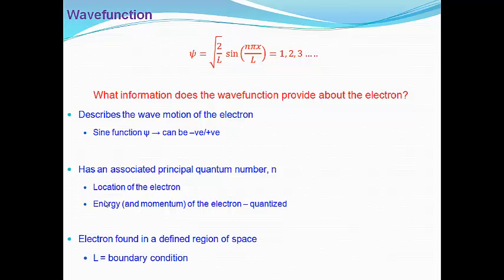Remember that equation that we met with Bohr, E is equal to n squared h squared over 8mL squared, or something like that. That is linking the quantum number with energy, and we know that the momentum is also linked to energy, and so we see that the principal quantum number gives us an idea of the location, but it also gives us an idea of the energy and the momentum of the electron, and that these three are quantized. And also, if you look back at the wave function, there's a value of L, which basically describes the region of space, or the boundary, or the confines within which the electron can be found, essentially.